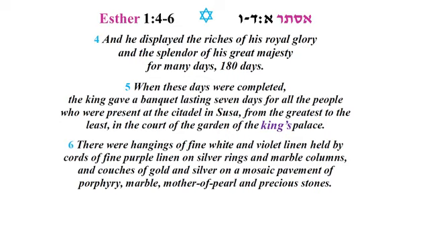I don't know what porphyry is. But what is interesting is he just had a banquet for 180 days. That's a long banquet. And then in verse 5, when these days were completed, the king gave a banquet lasting 7 days. So we've got 2 banquets. Like the 180-day banquet wasn't long enough. We're going to have another 7-day banquet on top of that.